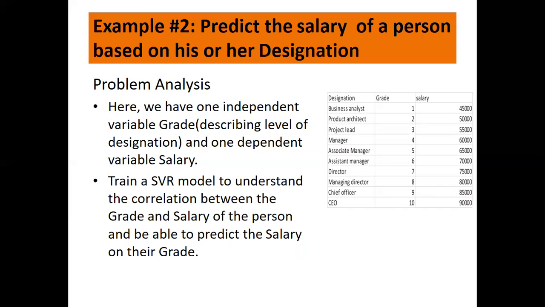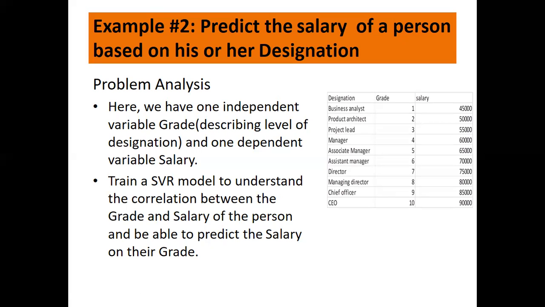So here we are going to predict the salary of a person based on his or her designation. So this is my data set. I have the designation and I have given a numeric value to the designation, that is grade 1 to 10, and this is the salary. So here we have one independent variable, that is grade, which is describing the designation, and one dependent variable, that is salary. So salary depends on the grade. We are going to train our SVR model to understand the correlation between the grade and salary of the person, and it should be able to predict the salary based on the grade.